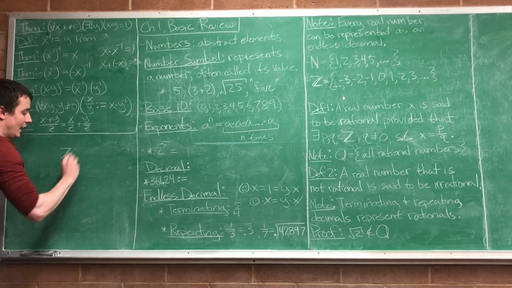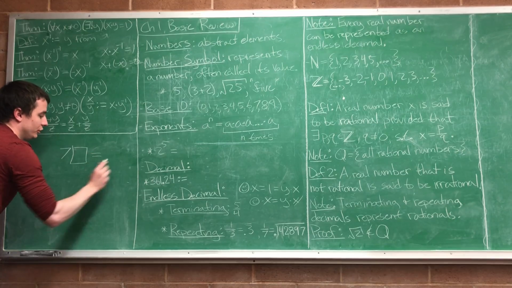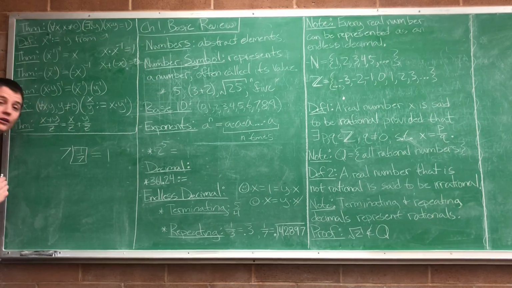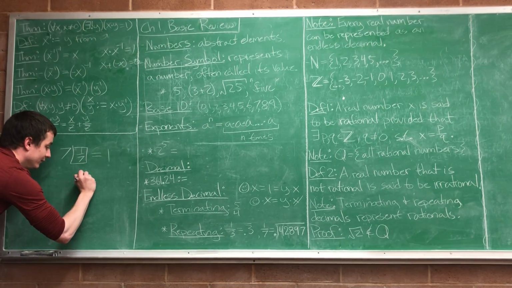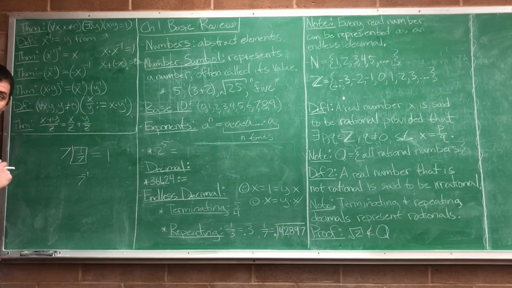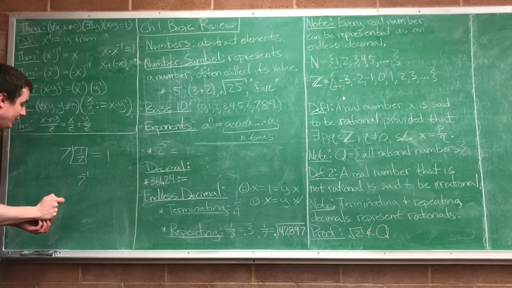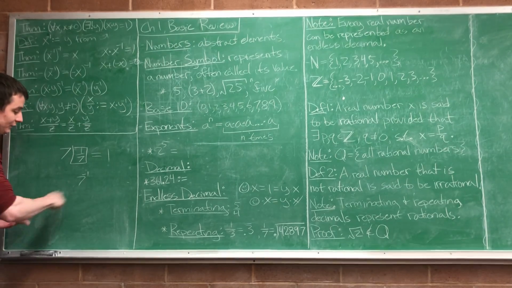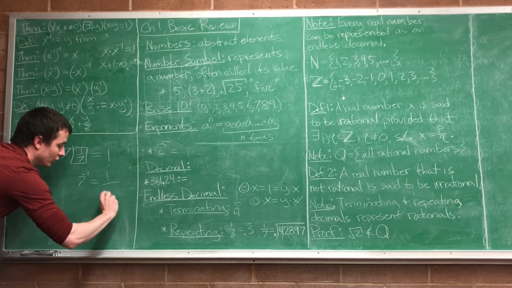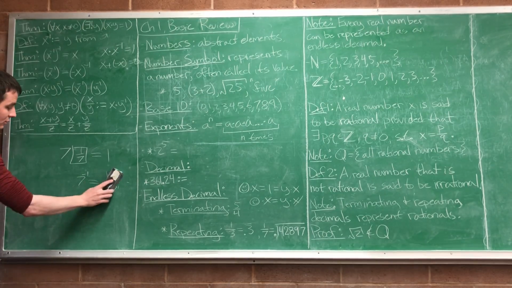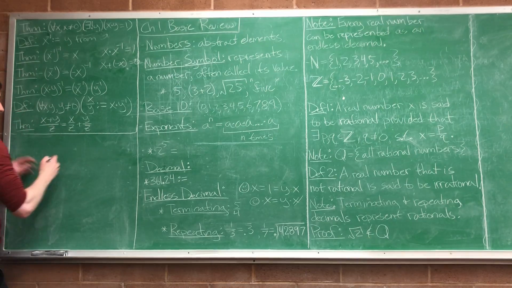If I said 7 times what magic number is equal to 1, what's the magic number we put in here? 1/7. And another way that we can represent that value is 7 with a minus 1 up there. And now some of you from earlier classes might have memorized some rule that, if the exponent's negative, you can move it to the denominator and put it down like that. That comes from this definition. Interesting.